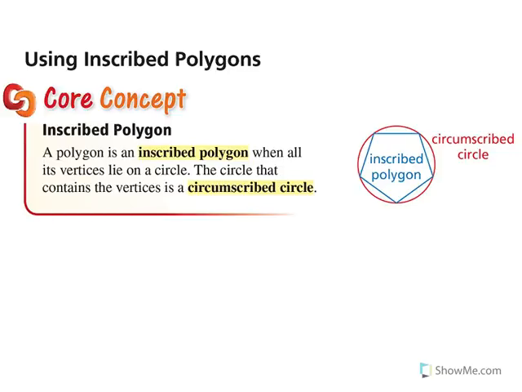Okay, the next part of this lesson is inscribed polygons. So an inscribed polygon is just when all of the vertices of that polygon lie on the circle. If you notice, every single corner of this polygon is on the circle. It's on the circled line. If it wasn't, then it would not be an inscribed polygon. And so then it also tells you that the circle that contains all those vertices is called the circumscribed circle.